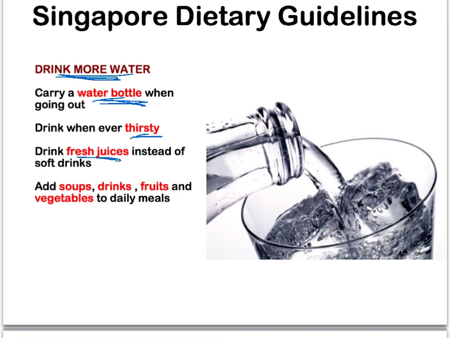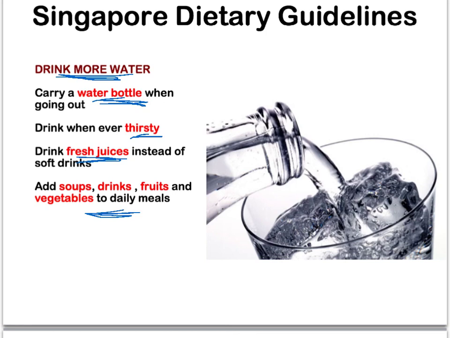Drink fresh juices, so that can be orange juice and so on. Don't drink soft drinks if you can. Try not to drink coffee or tea either, because these are actually diuretics, which means they cause you to go to the toilet more often. Drink soup, and add fruits and vegetables to your daily meals.